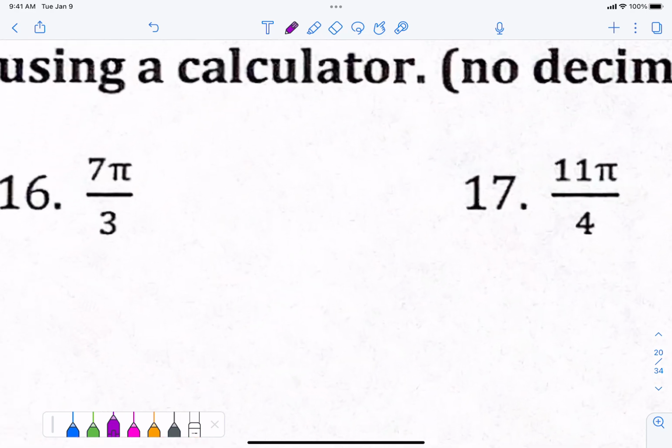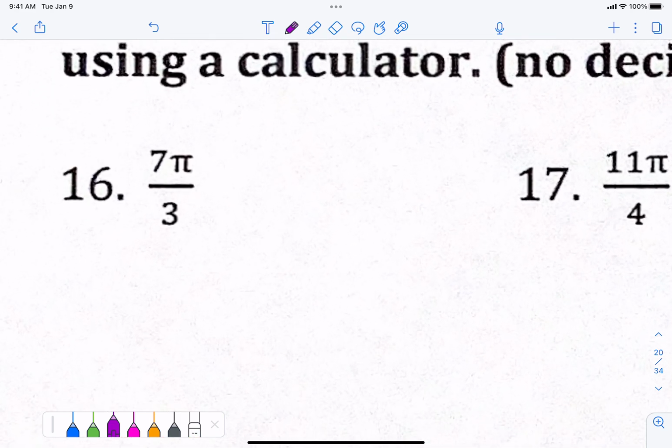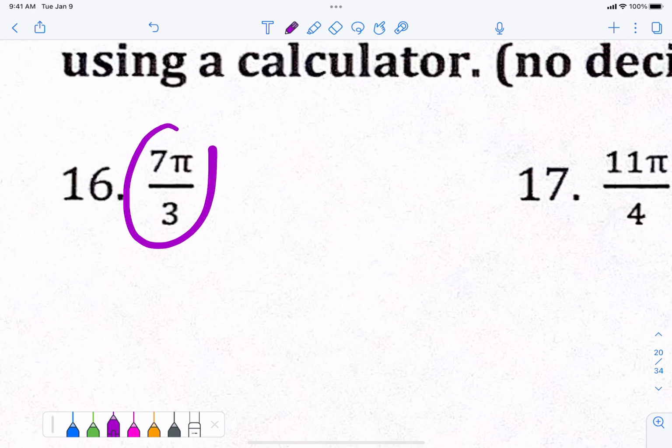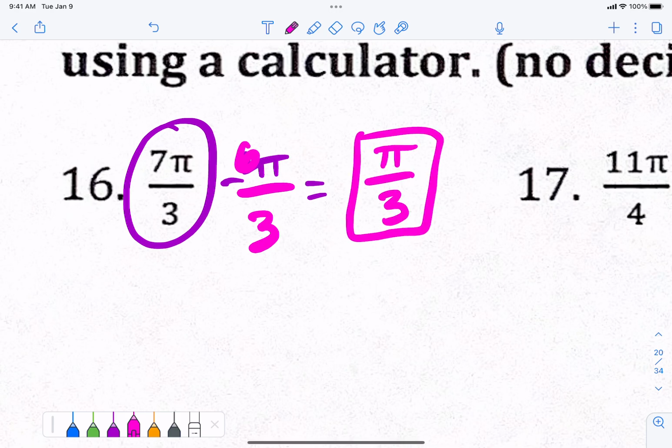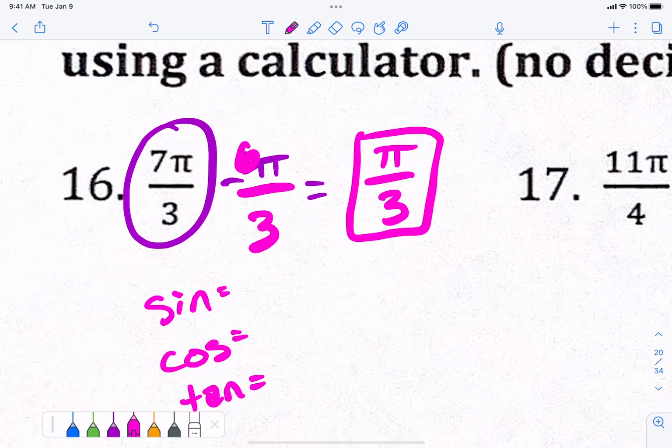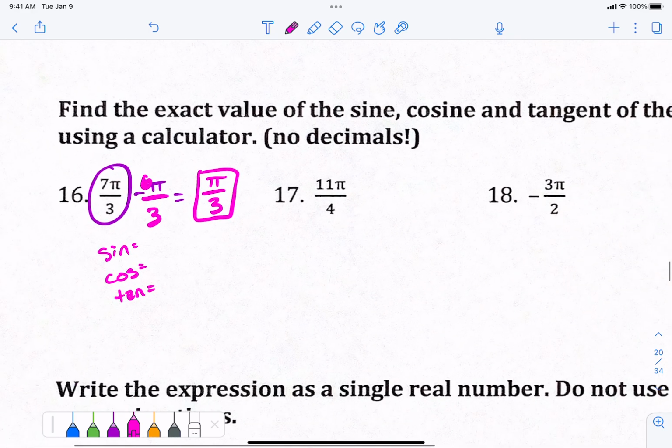Did you figure out 16, 17, 18, 19? James asked me about these ones. When it says find the exact value, use your unit circle, except I don't have a 7 pi over 3 on my unit circle. Subtract 2 pi. You gotta subtract 2 pi, right? And if you do that, it's like subtracting 6 pi over 3, right? What's 7 pi over 3 minus 6 pi over 3? Just pi over 3, and then you're finding sine and cosine and tangent of pi over 3, which is on your unit circle, right? Okay, that's how you would do 16, 17, 18, 19.